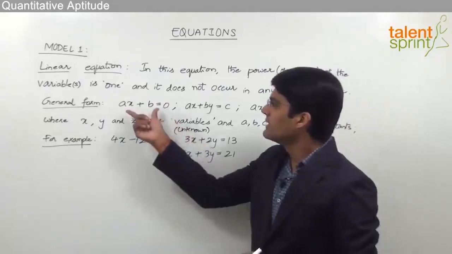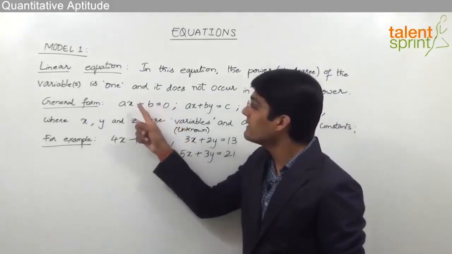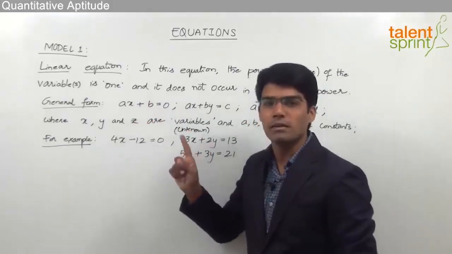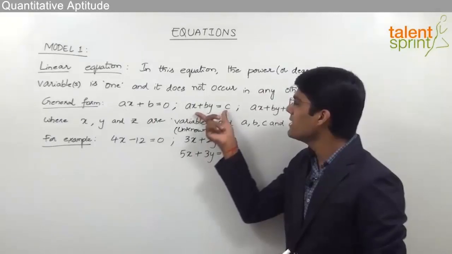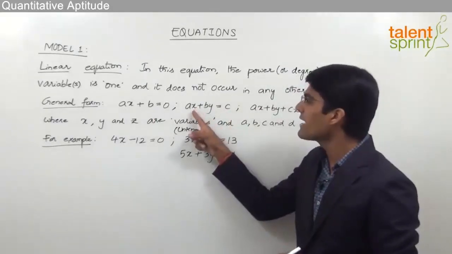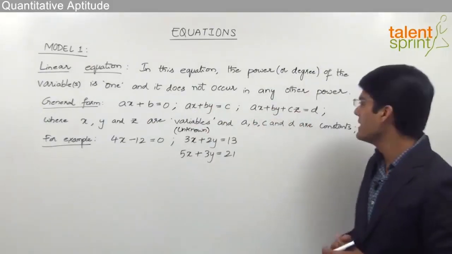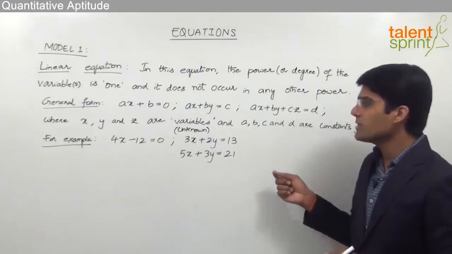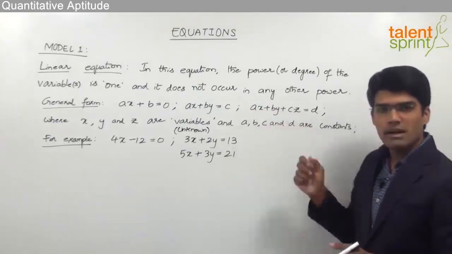For example, this ax plus b equal to 0 is a linear equation. As you can see here, this is a linear equation in only one variable, and that is x. Similarly, ax plus by equals c is a linear equation in two variables. The two variables here are x and y. And this equation ax plus by plus cz equals d is a linear equation in three variables, x, y and z. And a, b, c, d are the constants.